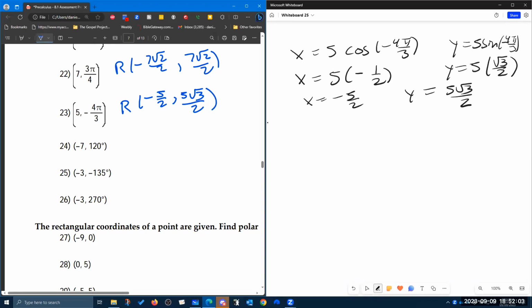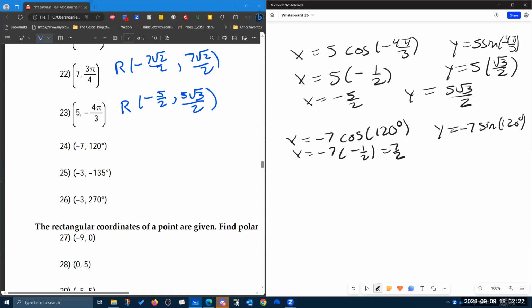For number 24, 120 degrees. Same place in quadrant 2. X is equal to negative 7 cosine 120 degrees. Y is equal to negative 7 sine of 120 degrees. X is a negative 7 times a negative 1/2, which is a positive 7/2. Y is a negative 7 times a positive root 3 over 2, which is a negative 7 root 3 over 2.